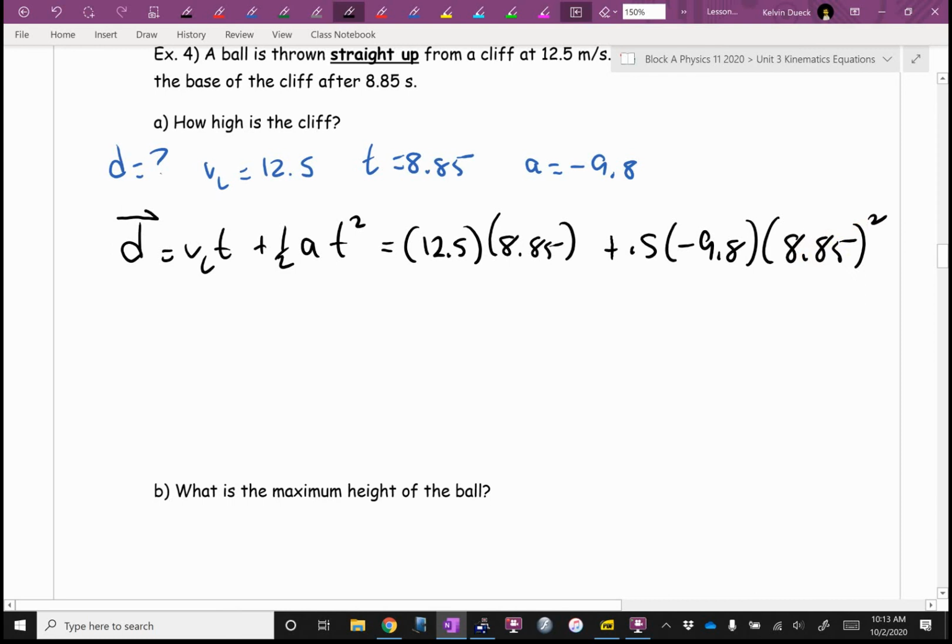And usually students ask, Mr. Dewick, how is this going to give us the displacement? This first part is on the way up. This second part is from the top all the way down. And so it takes care of it for me. It gives me then the distance from my feet down to the ground, the height of the cliff.